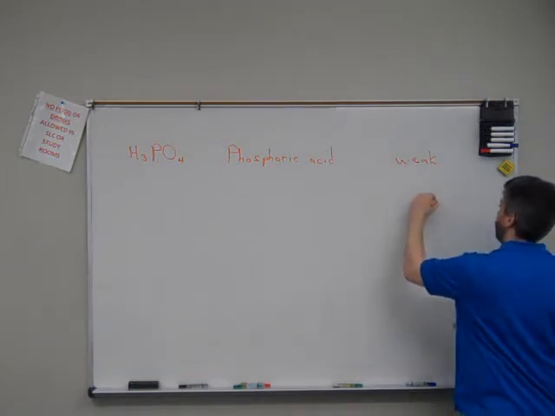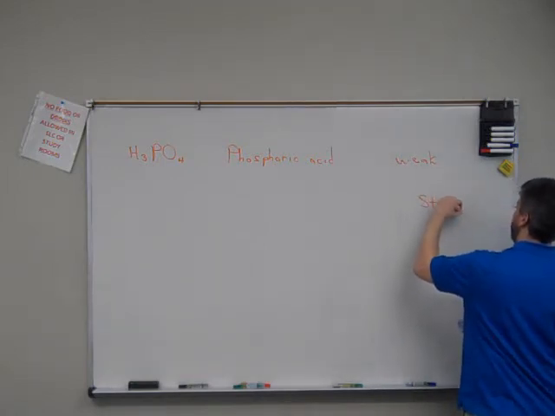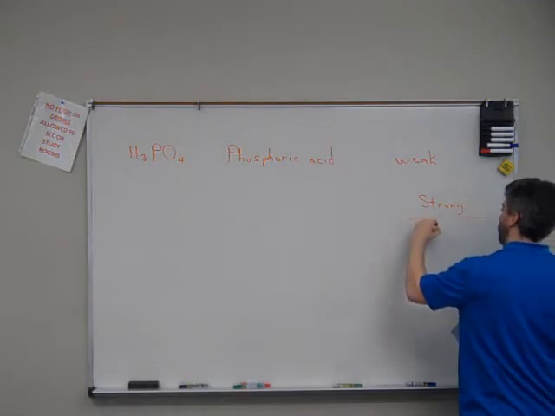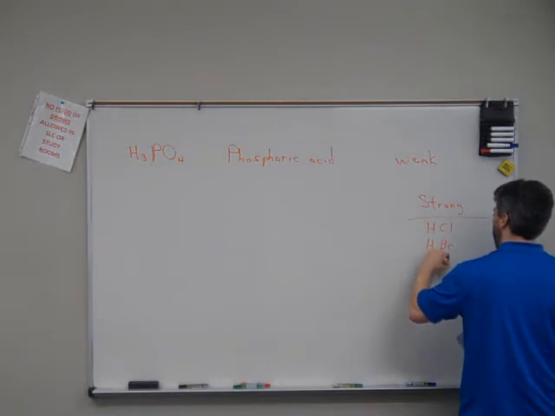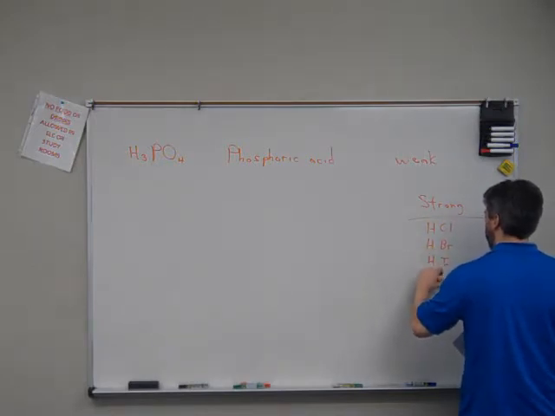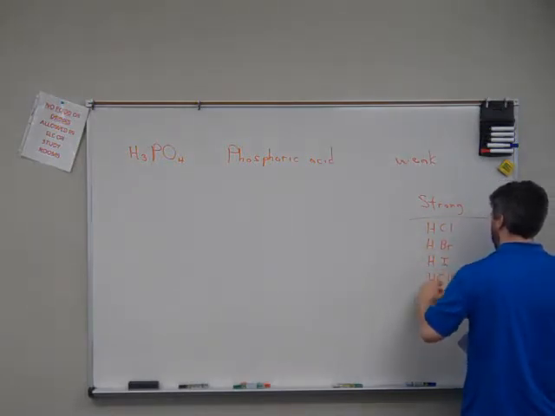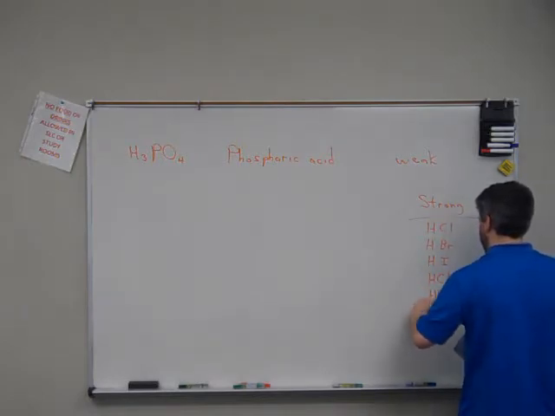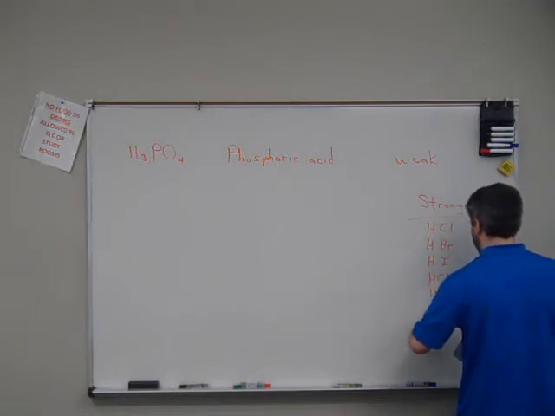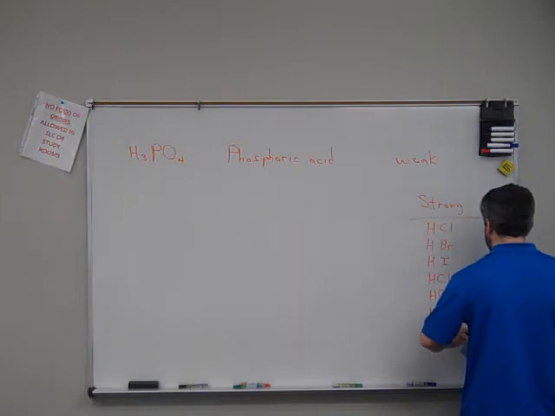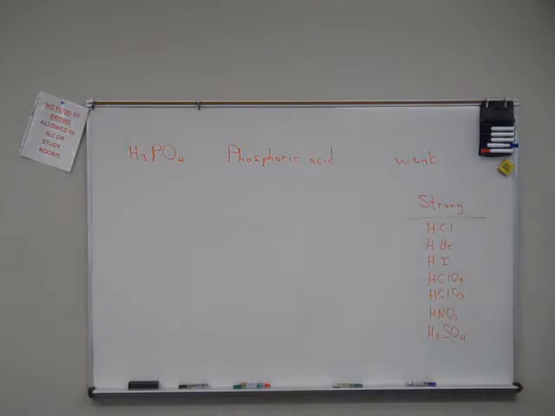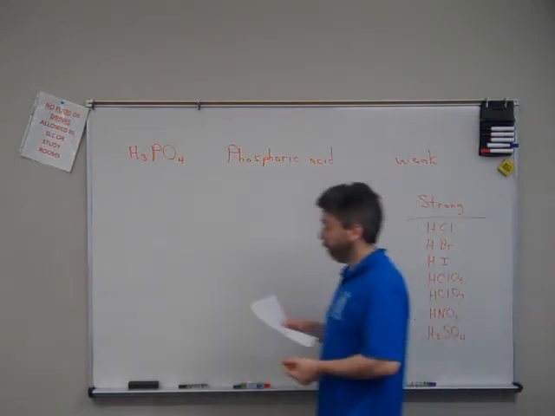For the record, the 7 strong acids are HCl, HBr, HI, HClO4, HClO3, HNO3, and H2SO4. These are the only strong acids. Just these 7. Anything else is going to be weak.